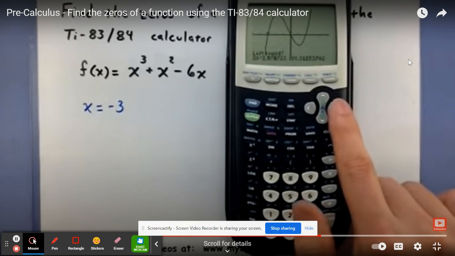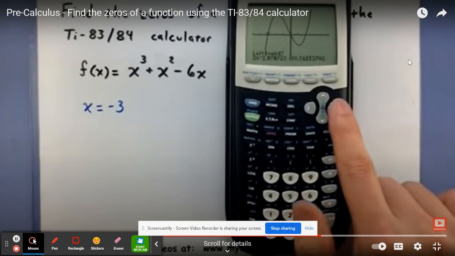So if this is your graph and your x-axis looks like this, it'll first say left bound. You have to put your cursor above it and hit enter. Then you take your cursor with your arrow buttons and put it below it and hit enter again. Your screen will say guess, question mark. Just hit enter. We don't need to guess. When you hit enter, it'll tell you that x equals -2.5 for that first function.